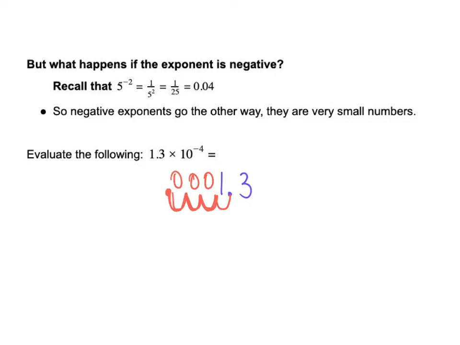So our final answer, we get 0.00013. All right, so we had the decimal at 1.3 and moved it 4 spaces to the left to get 0.00013.